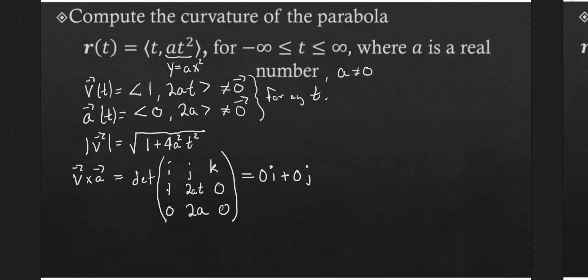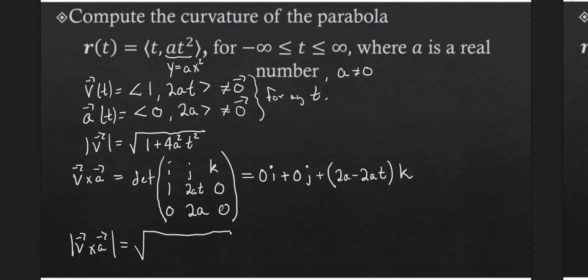And finally, k is where we'll actually have a non-zero quantity. So for k, we have 2a minus 2at. So I'll say plus (2a minus 2at) k. And we need the magnitude of that. So we have v cross a. Let's compute the magnitude of v cross a. Well, it's just got one component, so this is the square root of (2a minus 2at) squared.